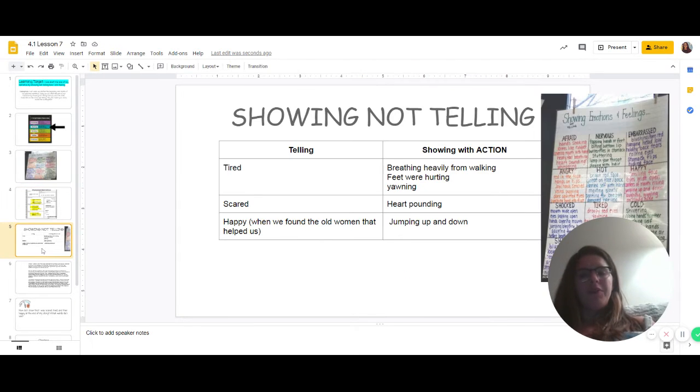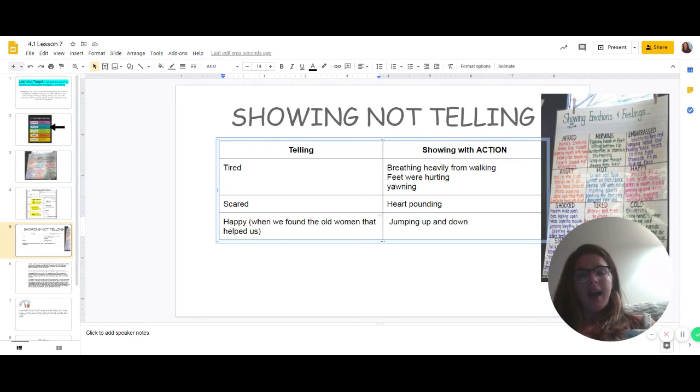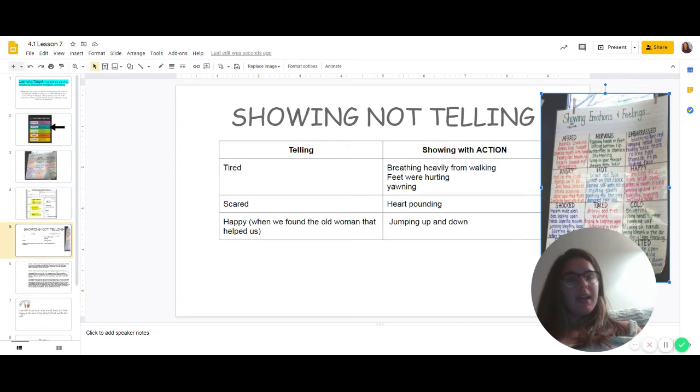So how was I feeling in the end? In the end, I was feeling tired. I remember I was feeling scared, but then I was happy when we found the old woman that helped us. So for me, I wanted to show, instead of saying that I was tired, I used my chart here and I said breathing heavily from walking. My feet were hurting and I was yawning at one point.